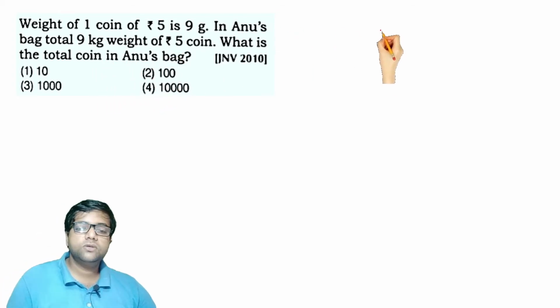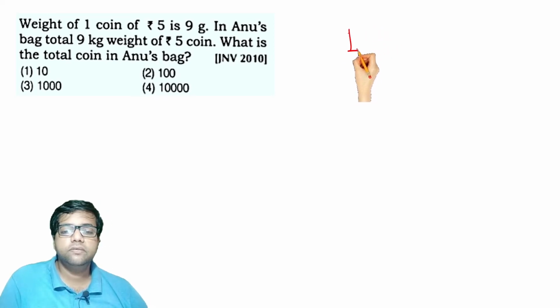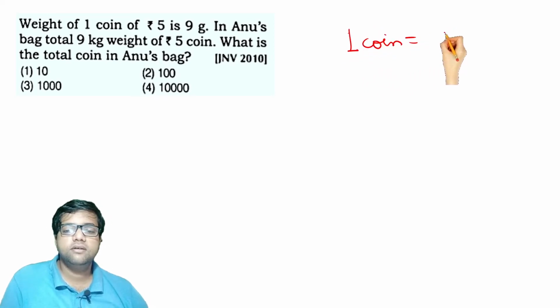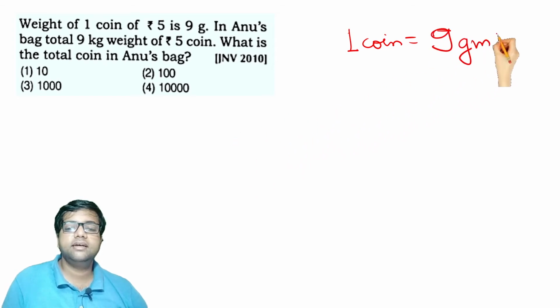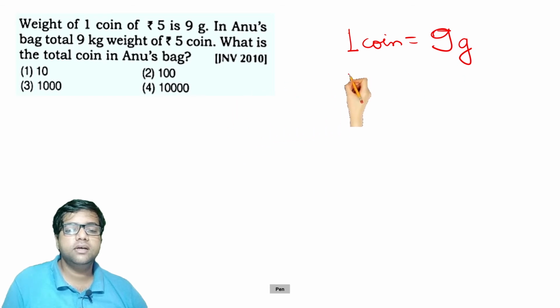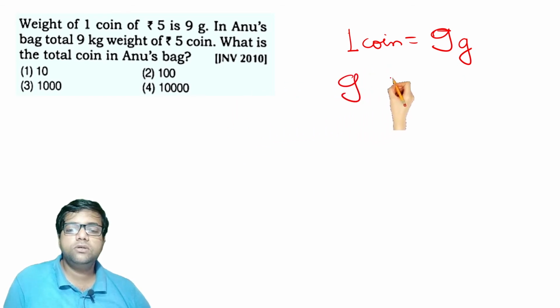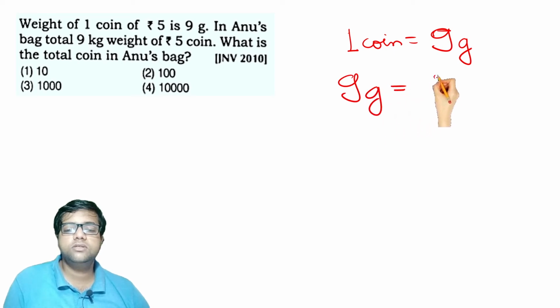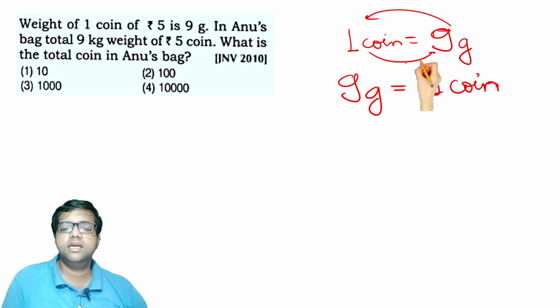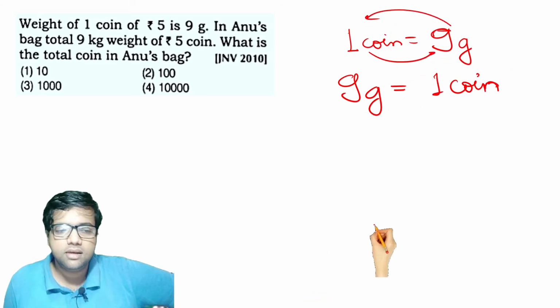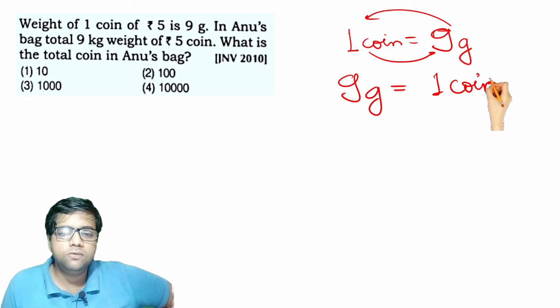Alright. So the weight of one coin is 9 grams. 9 grams is the weight of one coin. I can write it like this also, 9 grams is equal to 1 coin, because there is an equal sign.